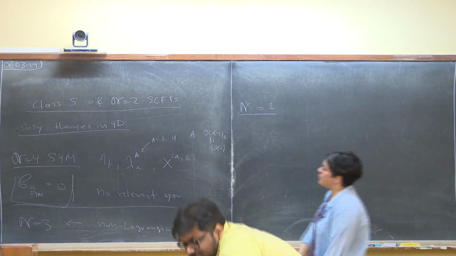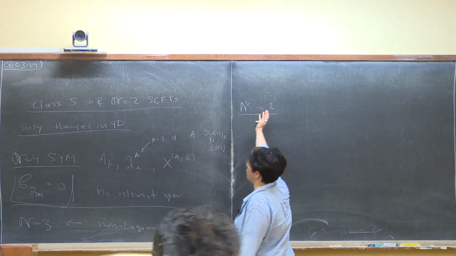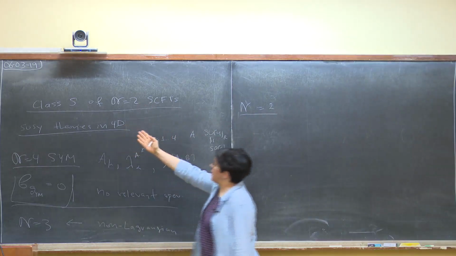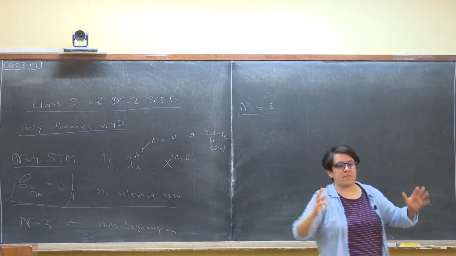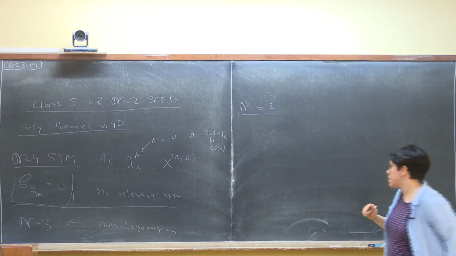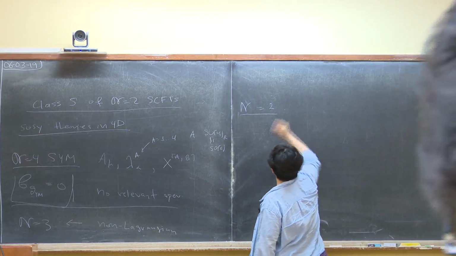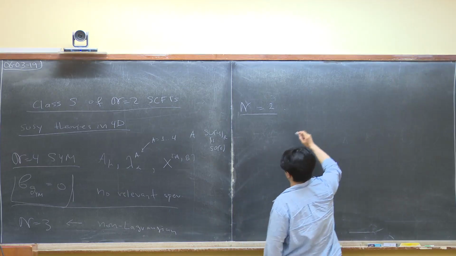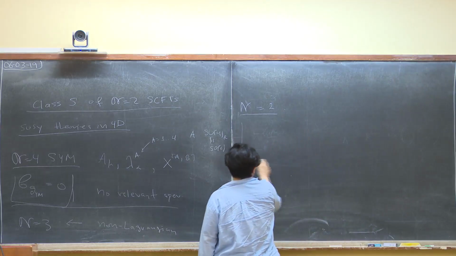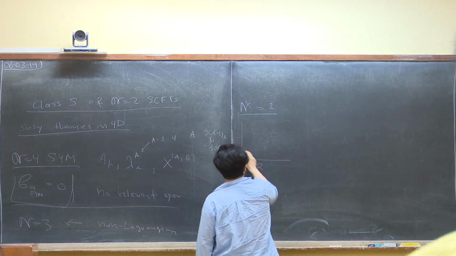Yes, n equal to 2. So first of all, this class S will be a big class of these n equal to 2 theories. Let's start by writing the field content. And I will write it in this nice way that I like.